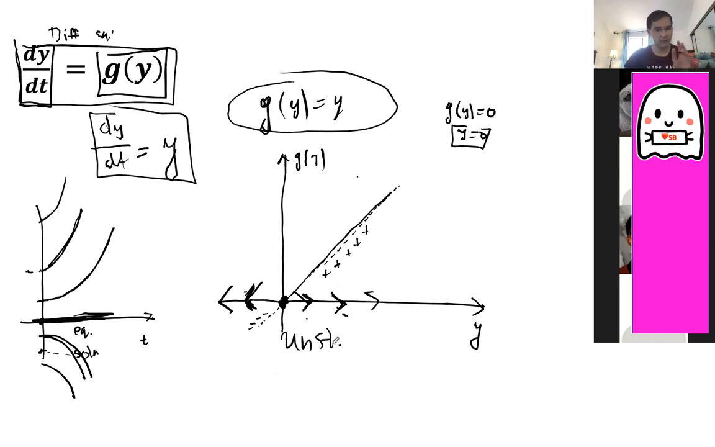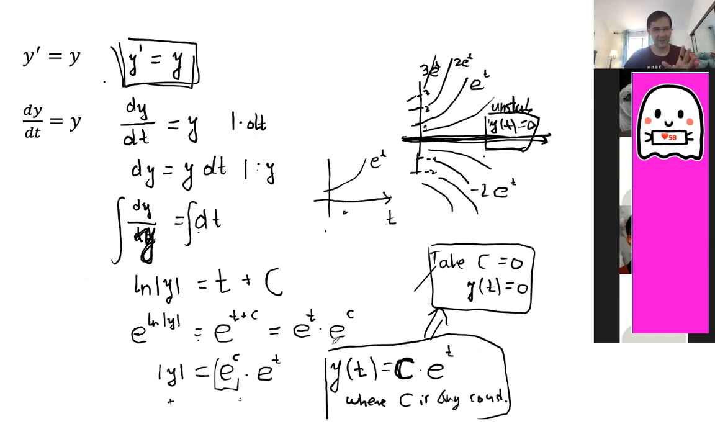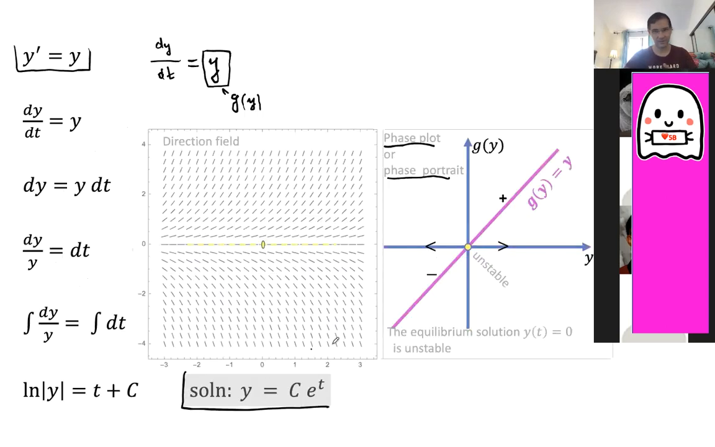Let me show you exactly what we did, but in a little bit nicer picture. Again, the differential equation was this, and step 1 was to find equilibrium. So we took the right-hand side of this equation and set it to be 0, and nothing to do because 0 is the equilibrium solution. Then we draw this function g of y equals y.